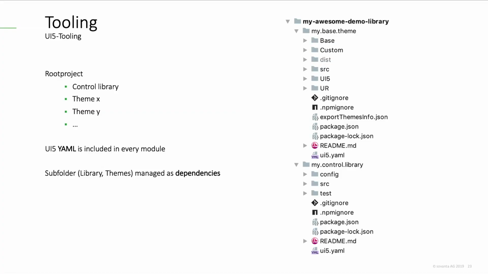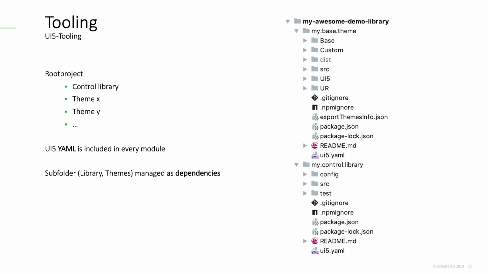So how do we integrate the UI5 tooling in there? That's pretty easy. We have a root project with many submodules, real Git submodules, and in the root project we have the UI5 YAML, and also in the control library, in themes for each customer, there's a UI5 YAML, so they're independent UI5 projects, so that when we want to ship for customer Y, we only have to ship him the library and the theme, because they're both independent, and while building, they're declaring their dependencies and resolving them.